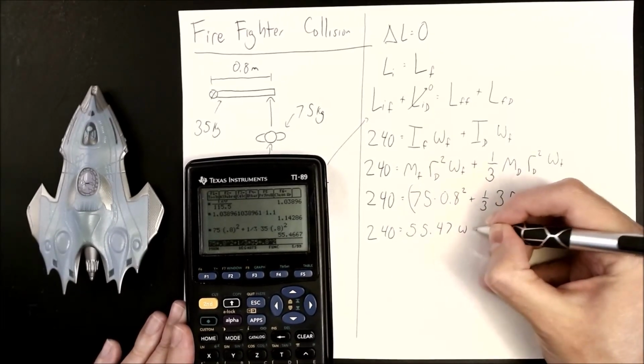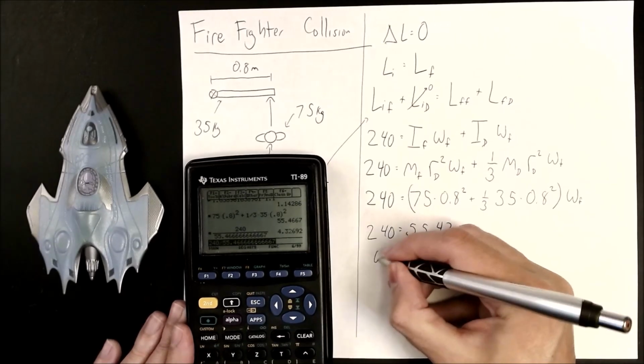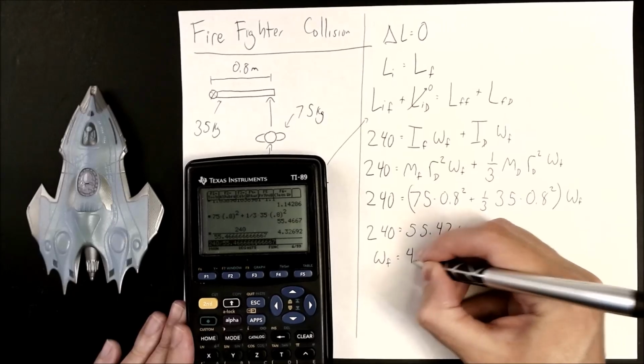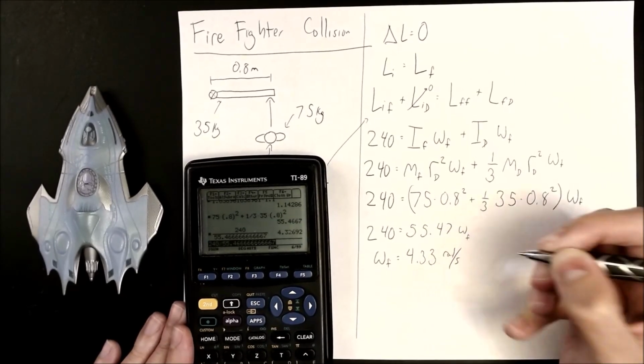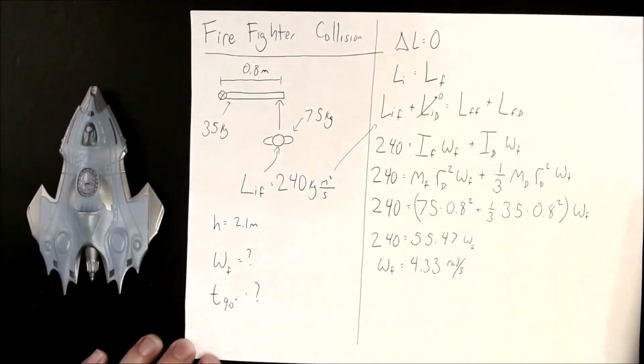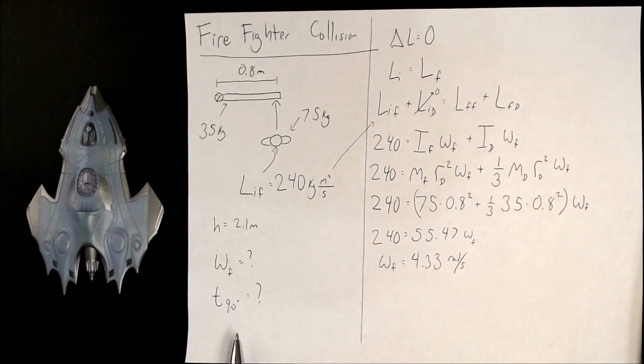So 240 equals 55.47 omega final. We can divide 240 by this thing, and we get omega final is 4.33 radians per second. Is that a lot? I don't know. Well, let's find the time that it takes to go 90 degrees. That's a bit easier to think about.